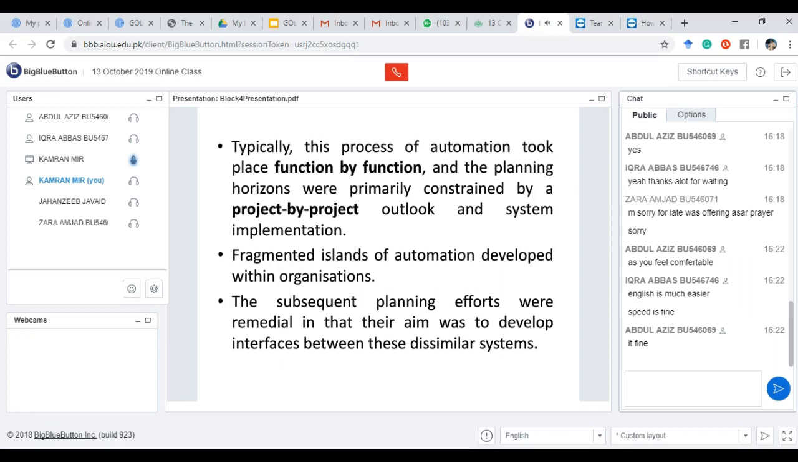And if you read the last point, it says subsequent planning efforts were remedial in that their aim was to develop interfaces between these dissimilar systems. So again, it's the same thing as I said before, that DP was basically focused on each project. It was focused more on the reliability and efficiency of that system which was in place. So this is where it started from.